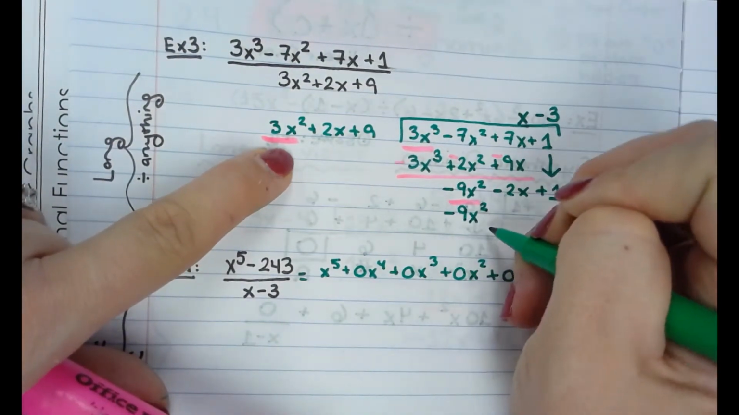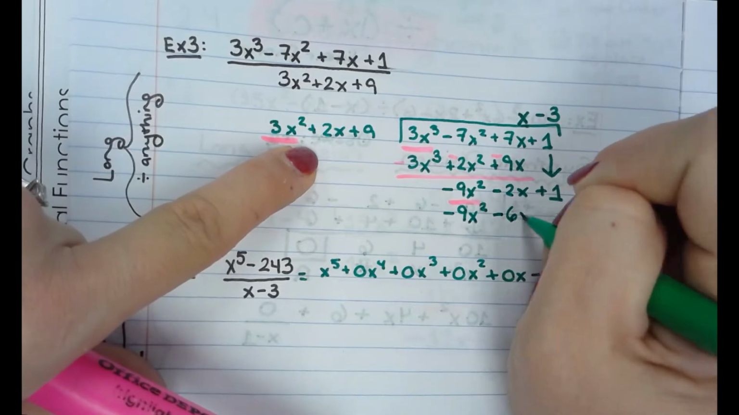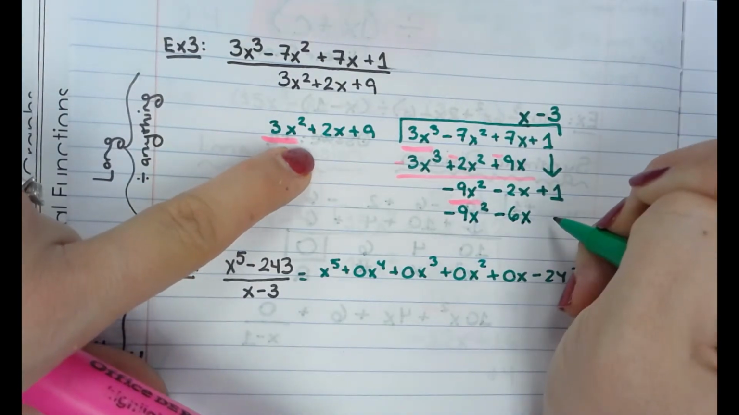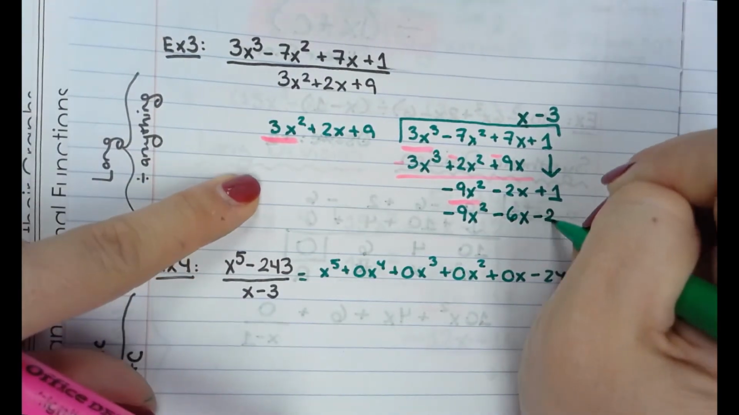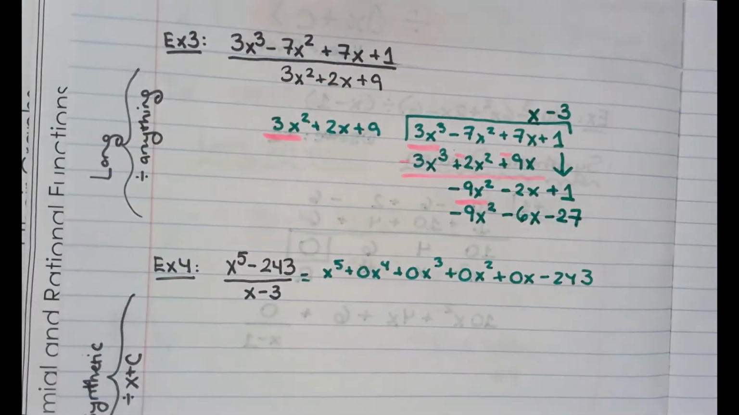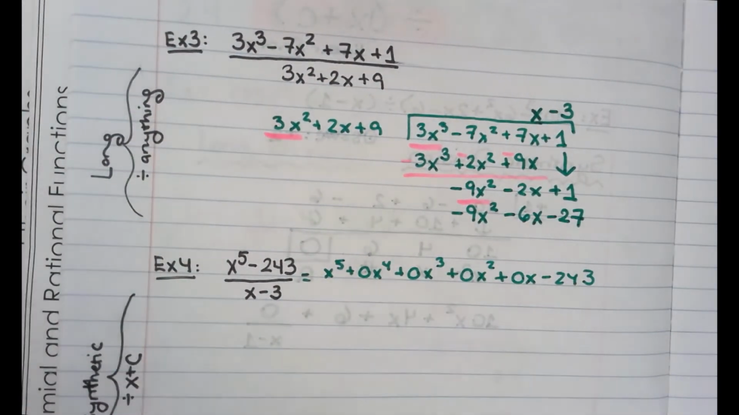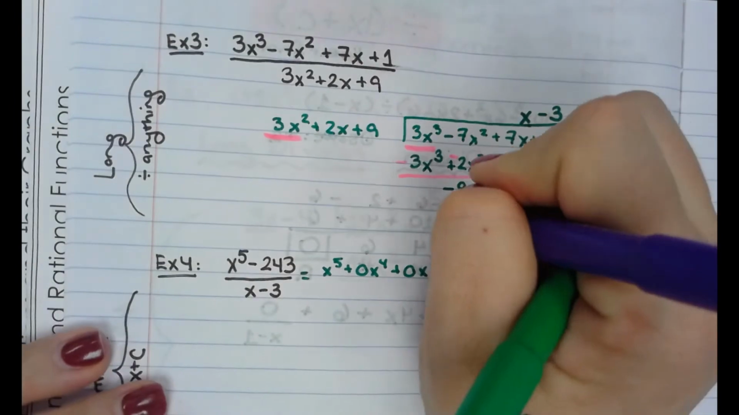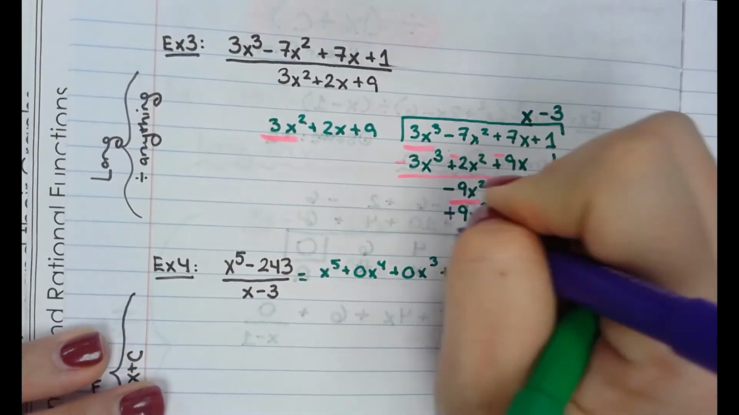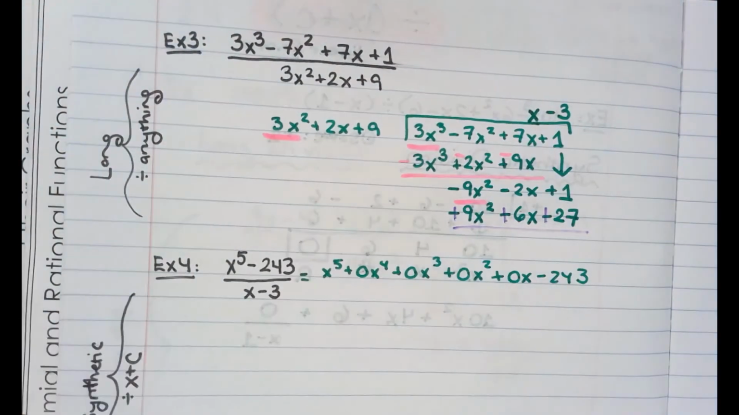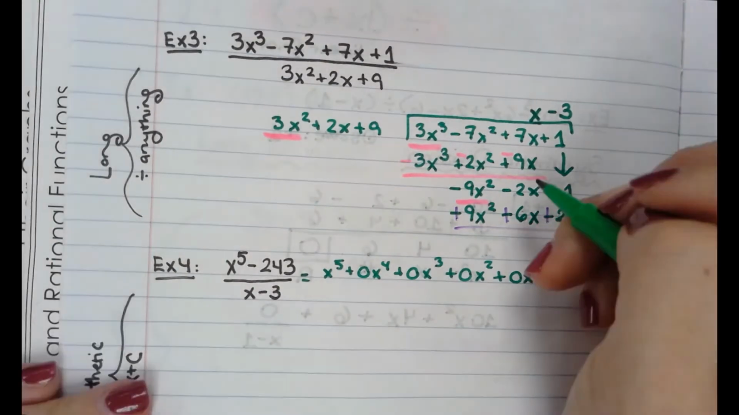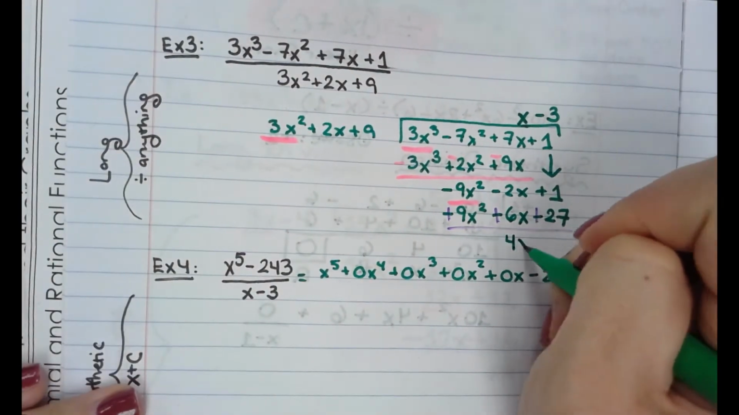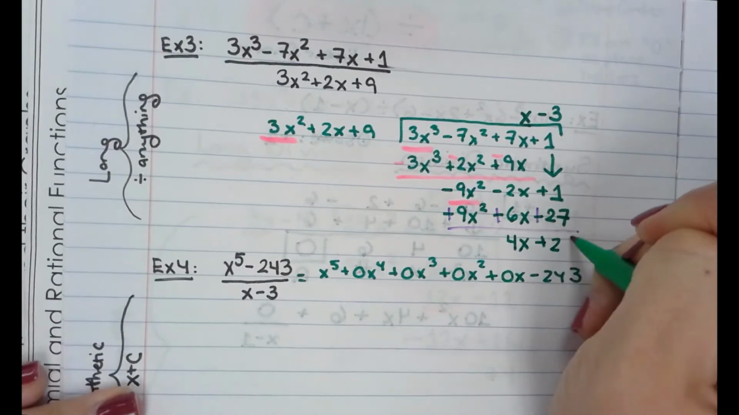Keep going. Minus 6x. And then minus 27. Okay, take the time, pick up another color. Subtract, subtract, subtract. Okay, I see 4x and plus 28.